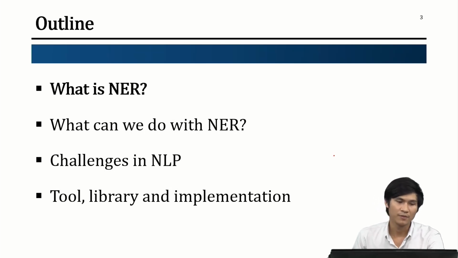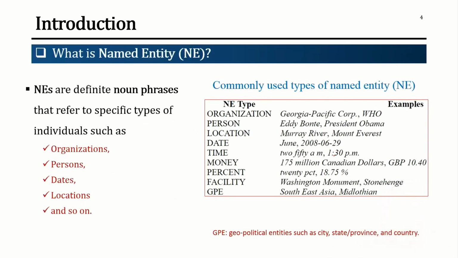So now let's start with the first point. What is NER? Before we come to NER, we should understand the named entity, or in short, NE. What is an NE? NEs are definite noun phrases that refer to specific types of individuals such as organizations, persons, dates, locations, geolocations, and so on. These named entities normally exist in a piece of text, from which we can extract information.